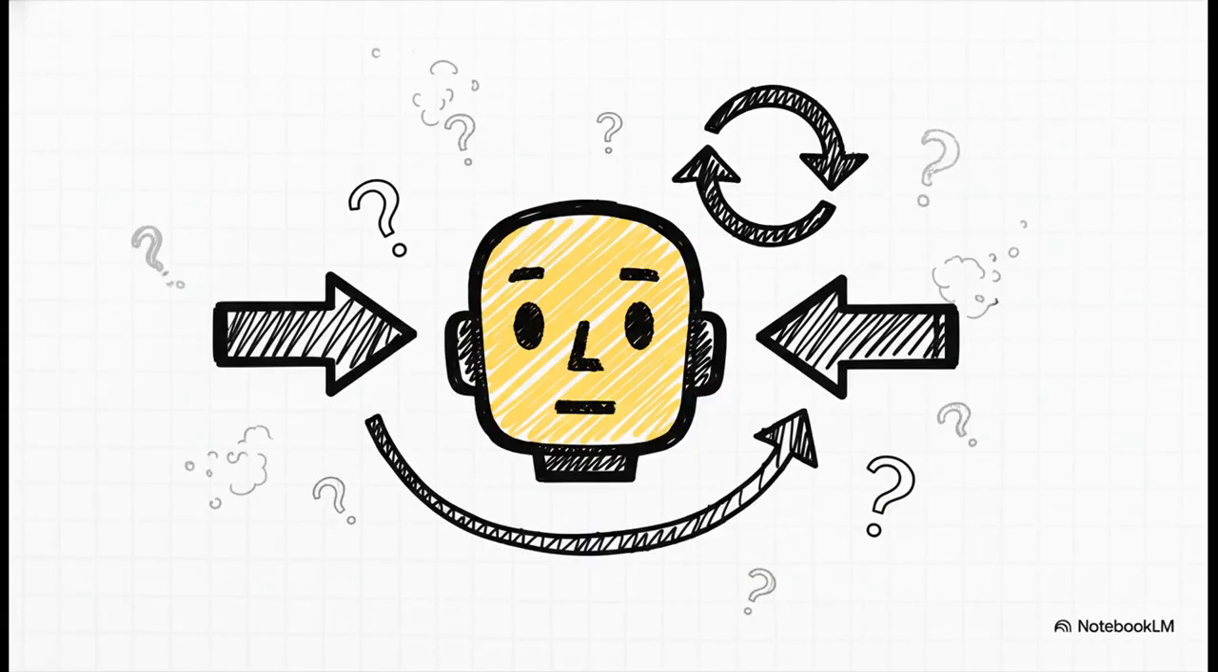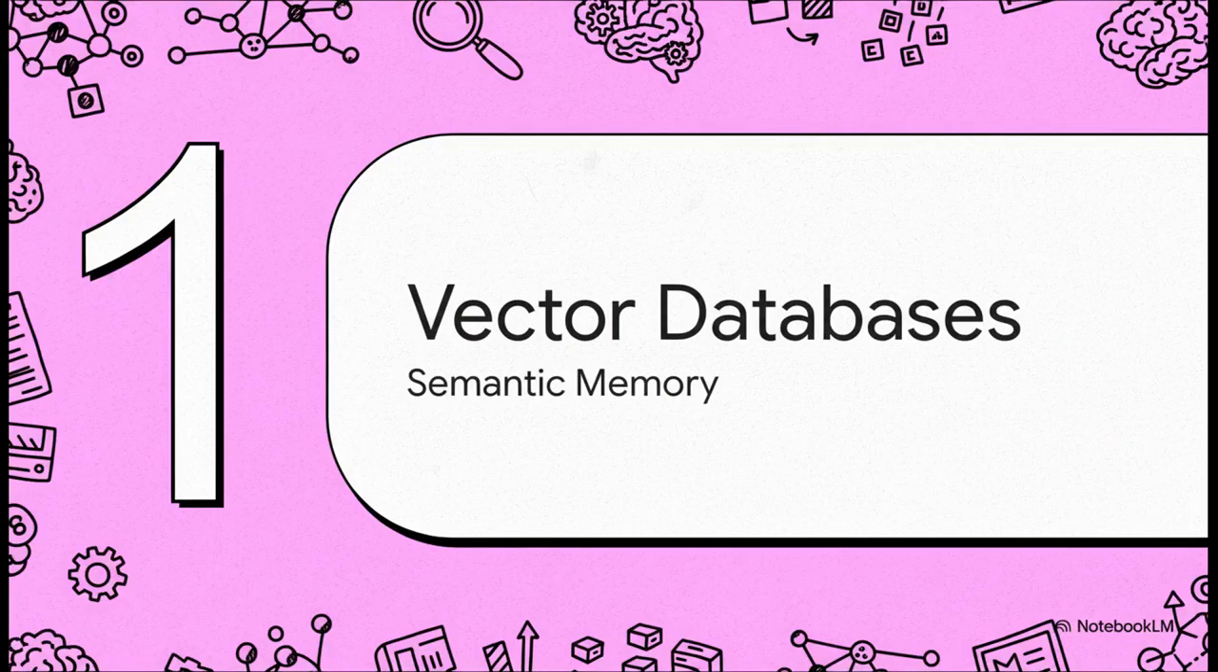Without memory, an AI is basically just what we call a stateless function. It takes your input, spits out an output, and boom, forgets everything. This is the huge leap we have to make to go from a simple chatbot to a truly autonomous agent that can handle long-term, complicated tasks. Okay, so how do we solve this memory problem?